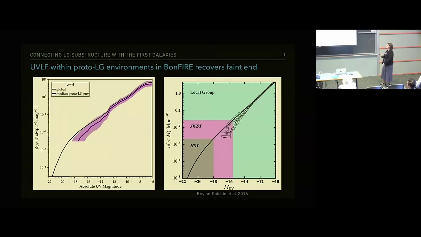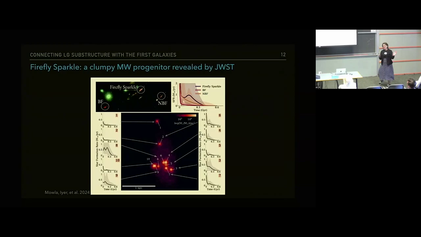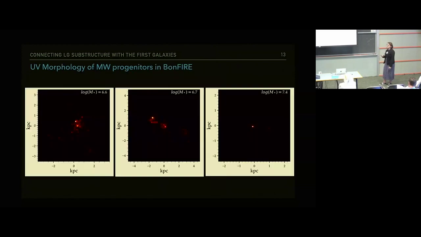Okay. So the rest of it's mostly just pictures, so I'm not going to say too much. But I wanted to show you, we've already seen this beautiful picture of the Firefly Sparkle, a Milky Way progenitor that seems to have some very recent bursts in its star formation history corresponding to these nice compact clusters. My point here was just that the things I'm selecting as Milky Way progenitors in Bonfire have some pretty diverse morphologies.